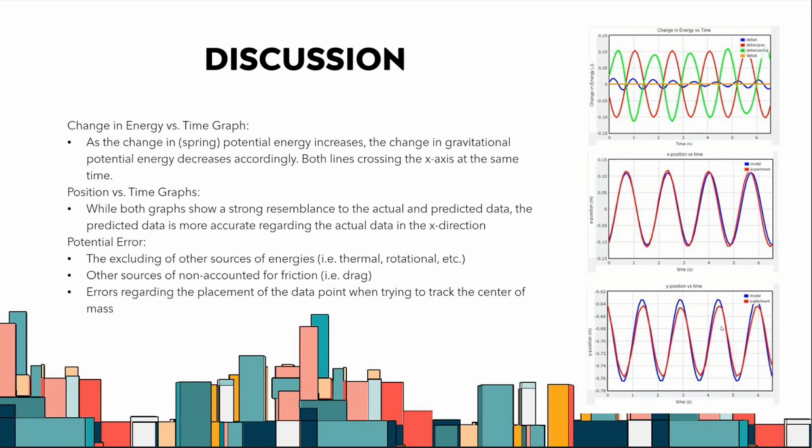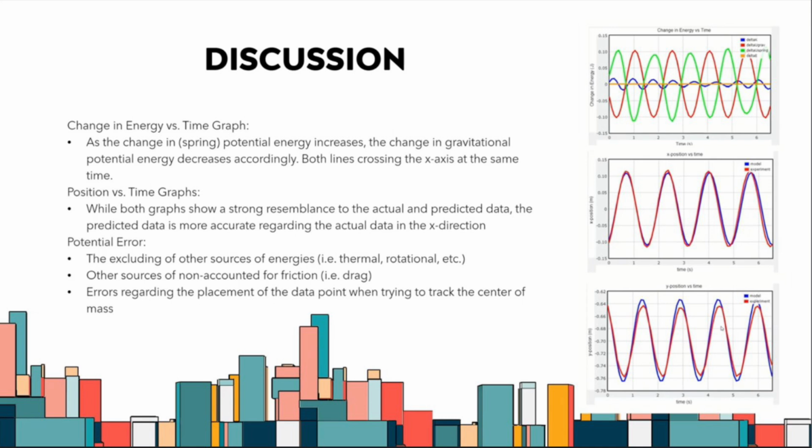Discussion. Change in energy versus time graph: as the change in spring potential energy increases, the change in gravitational potential energy decreases accordingly, both lines crossing the x-axis at the same time. Position versus time graphs: while both graphs show a strong resemblance between the actual and predicted data, the predicted data is more accurate regarding the actual data in the x direction.